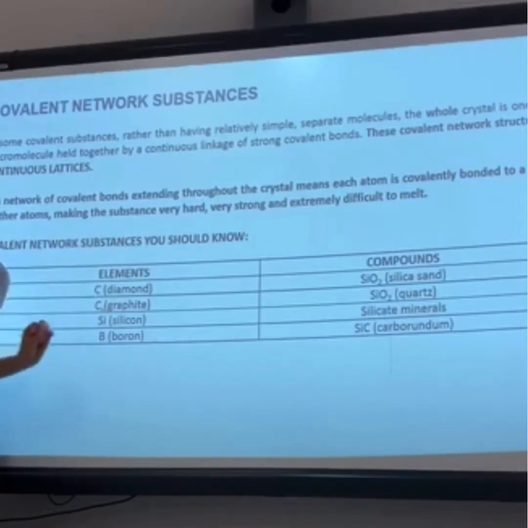Silicon, carbon, boron: covalent network. Now, carbon's only covalent network if it's by itself, yes? If we have carbon dioxide, for example, that's very clearly not covalent network. All right.